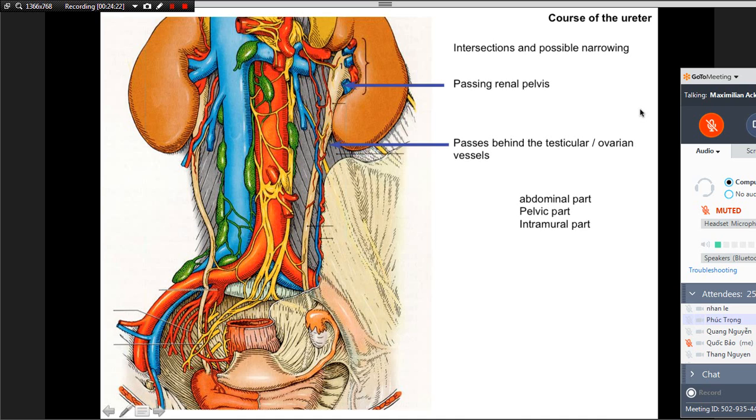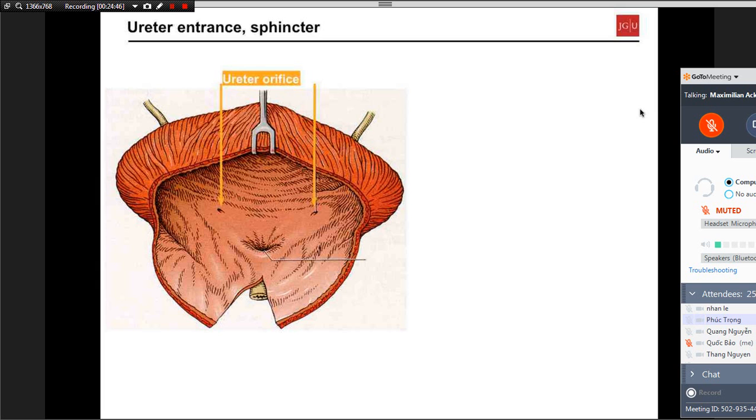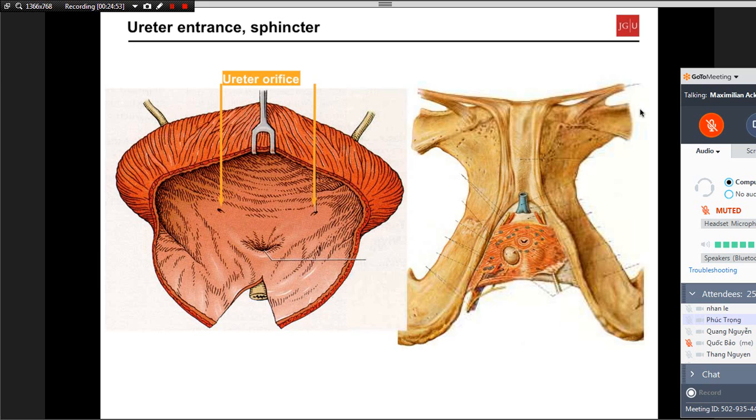So first is the passing of the renal pelvis. The second one is the passing behind the testicular or ovarian vessels. The next is the crossing of the common iliac vessels. And the last one, which is really frequent, is the transverse of the bladder wall, the so-called intramural part. The orifices are just next to the trigone. We call that the trigonum, it's a triangle.